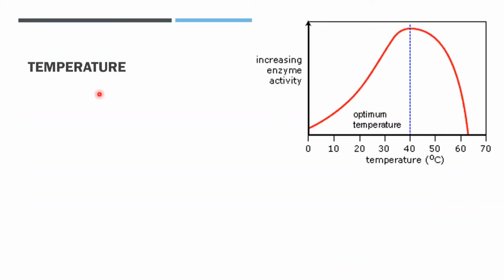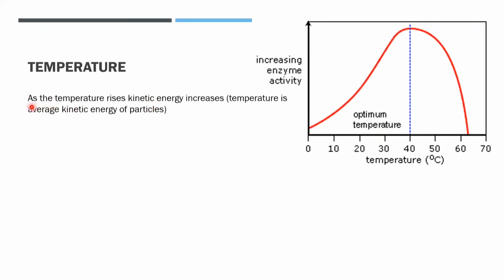Okay, first is temperature. Temperature affects the enzyme activity. As the temperature rises, kinetic energy increases, and this is because temperature is the average kinetic energy of the particles. So if you have a higher kinetic energy as the temperature increases, this means they're going to be faster moving, because kinetic energy is movement energy.